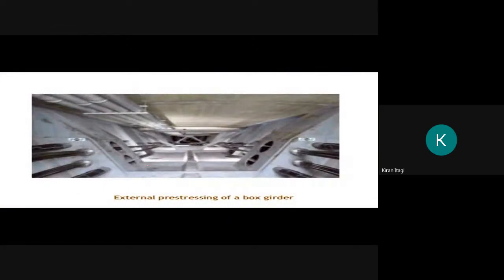Okay, so this is a box girder. Here we can see the tendons. Okay, these are the tendons. What are tendons? It is a group of strands. Okay, what is a strand? It is a group of wires.